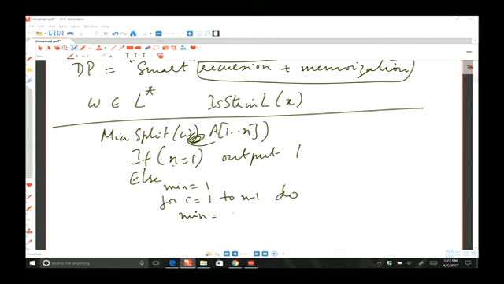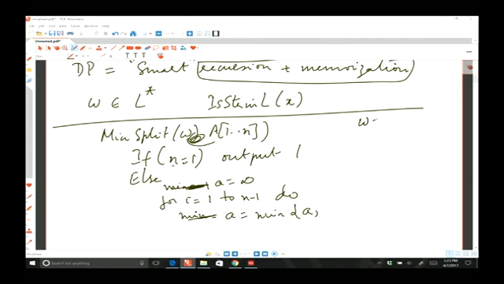Let's call this some a. A equals, for simplicity, infinity. It's supposed to be the smallest number of palindromes I can split the string into. So you can do this, right? Min a.